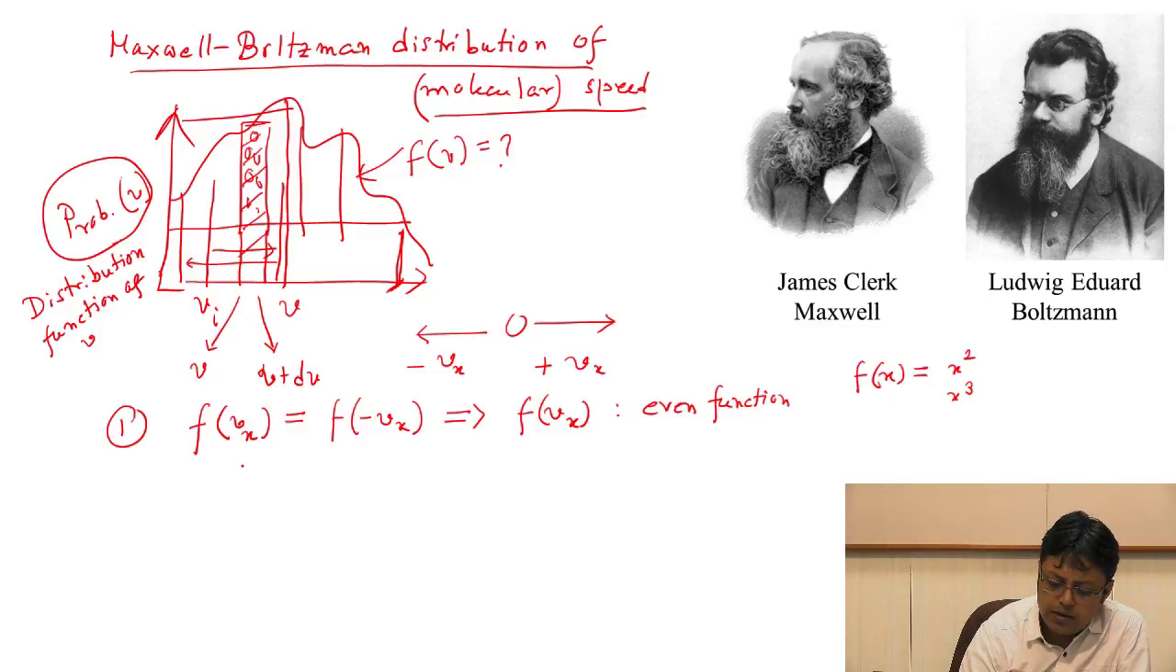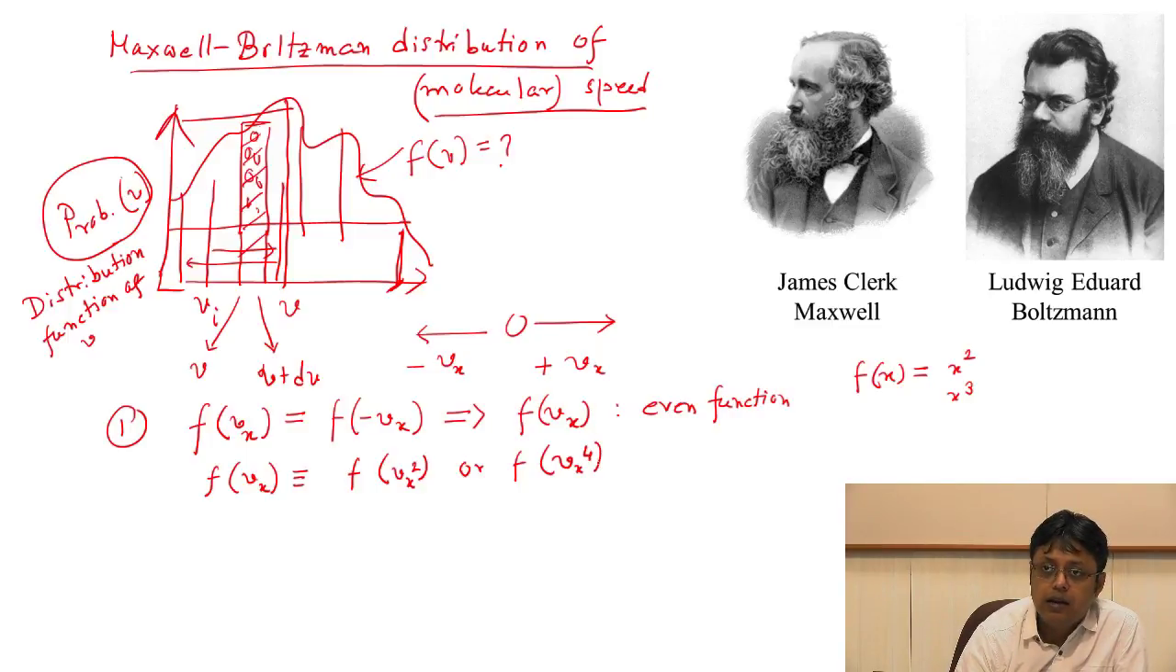For this even function, the functional form will be something like f of vx square, just like we saw. It can also be a higher order term, like f of vx to the power 4. That is also an even function. So it's not only a function of vx, it's a function of vx squared, or vx to the power 4, or maybe a combination of many other things. But we'll first see what happens with vx squared, and we'll argue that all these higher order even functions actually are not correct.